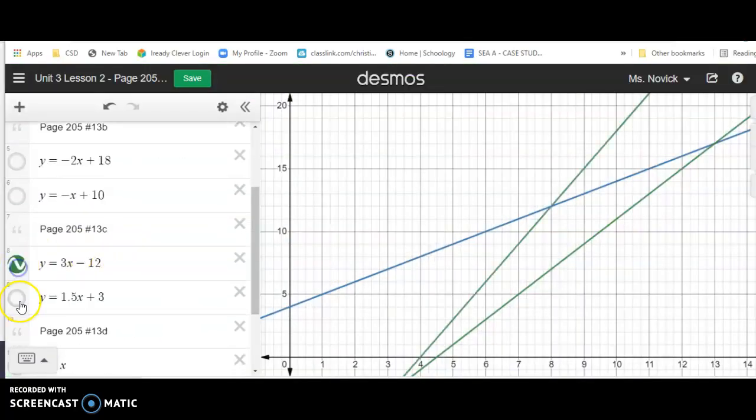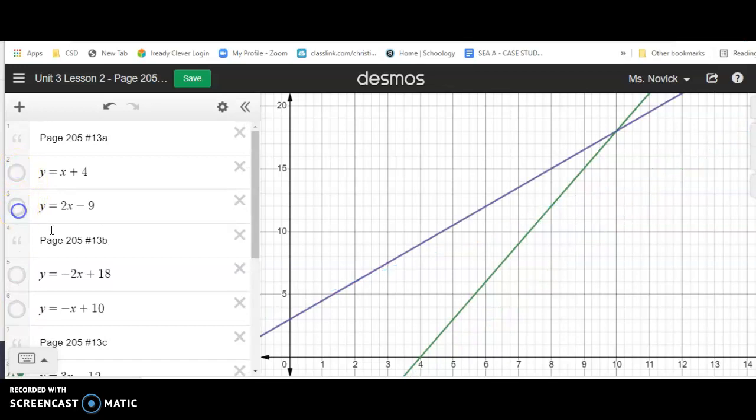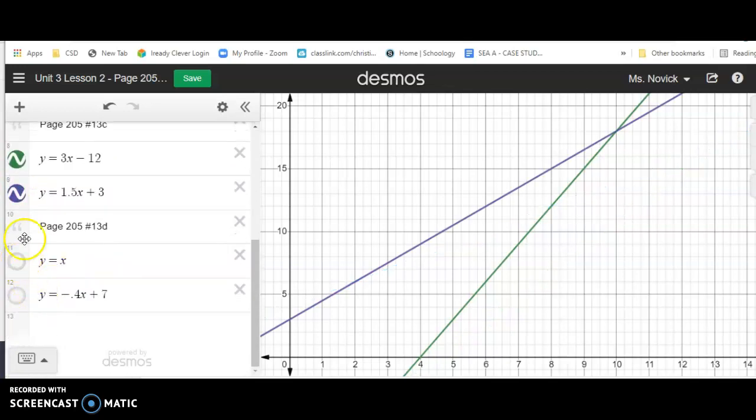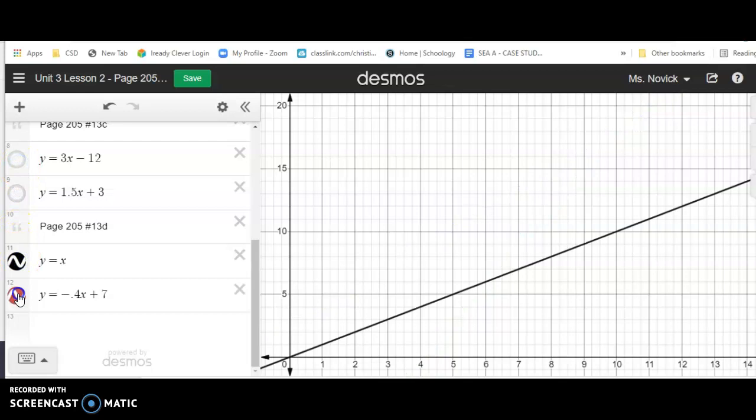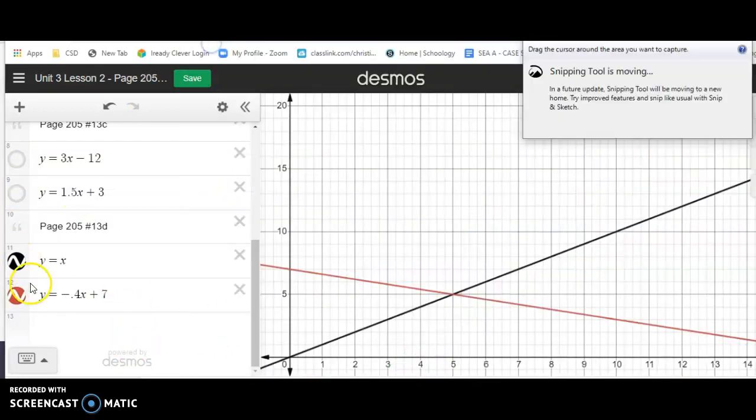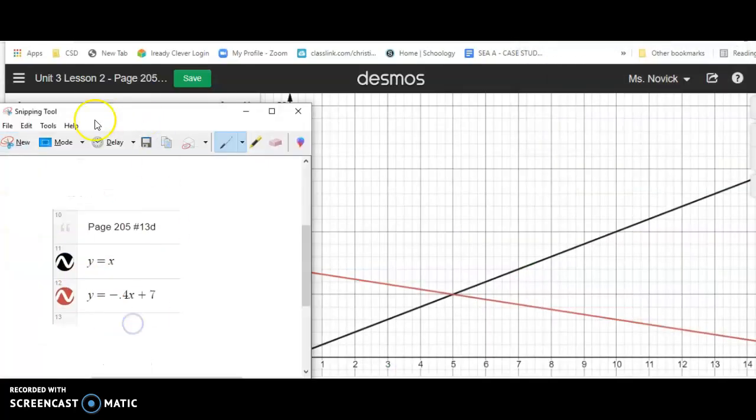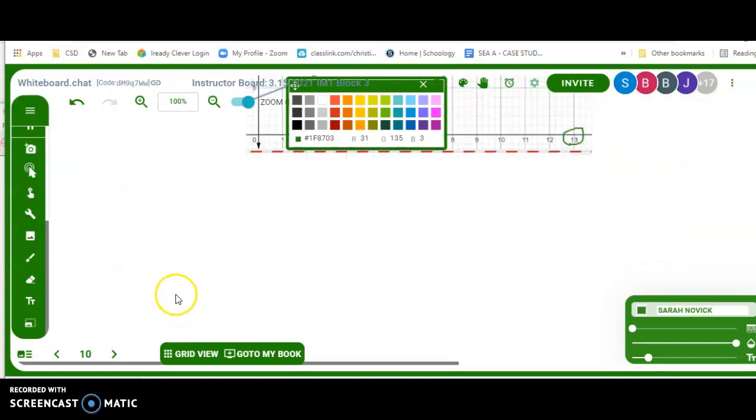Let's take a look at another pair of graphs. Let's say this one. So here's our second set, or our second linear system.